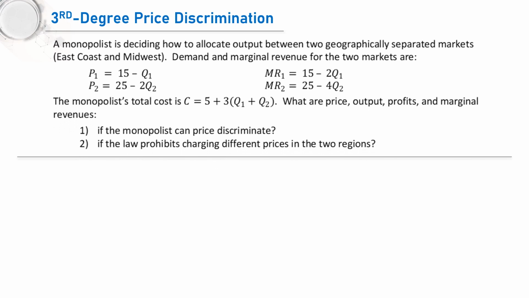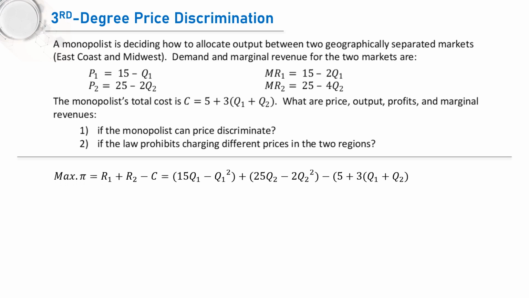Now, let's try to do some calculation. Given these questions, how to answer it? First, we know that this is the profit maximization problem. You may find the solution like this using the formal way. Just write first the objective function.